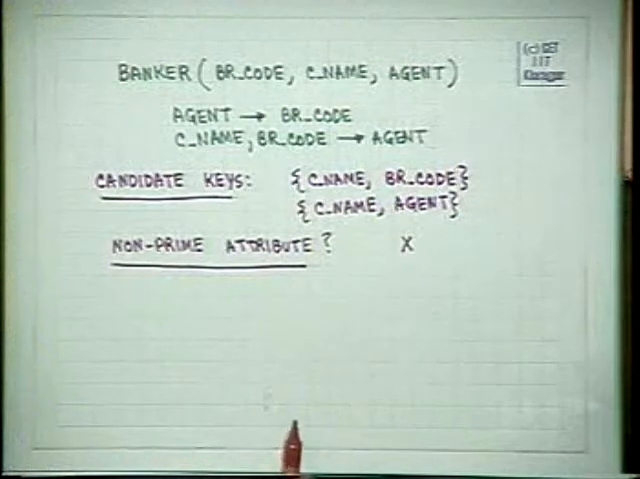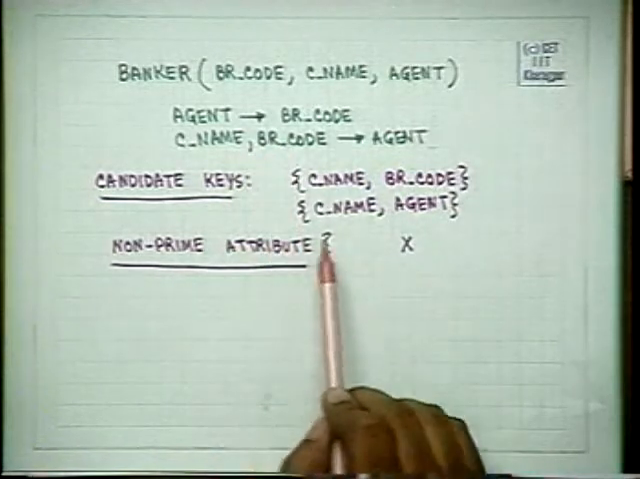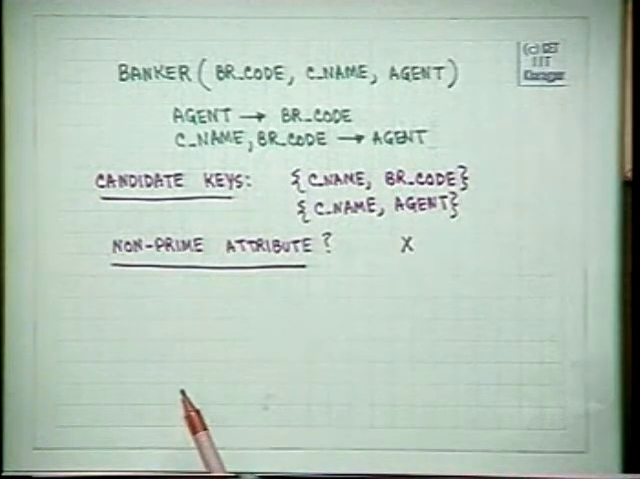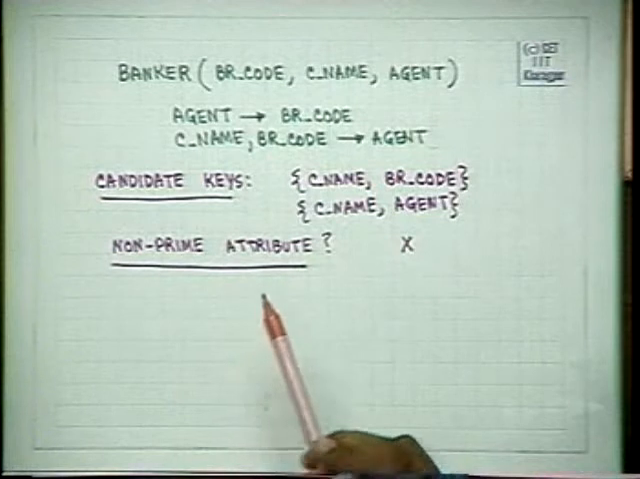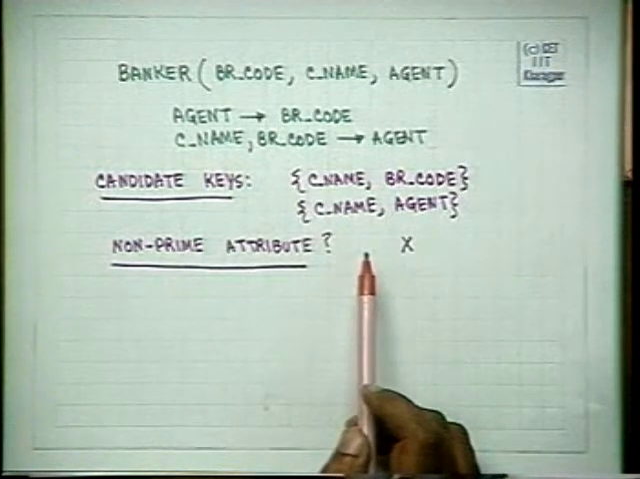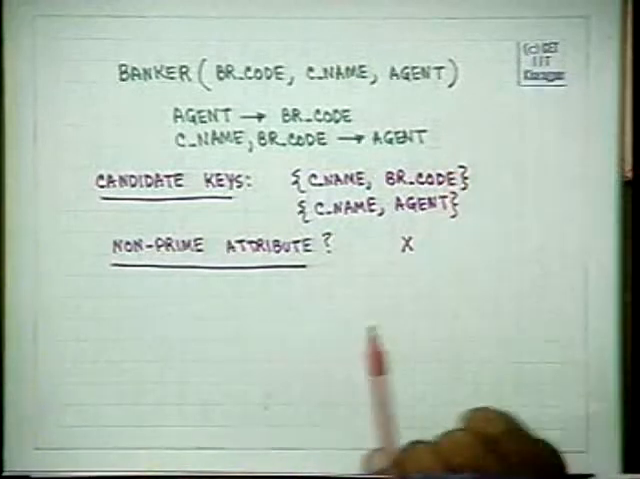However, let us come to this example. This example has got no non-prime attribute, so it is in second normal form. And since it has got no non-prime attribute, it is by default in third normal form as well. This is also in third normal form, because third normal form says it must be in second normal form and a non-prime attribute cannot be dependent on another non-prime attribute. But there is no non-prime attribute here. Therefore, it is still in third normal form, but redundancy is still there.